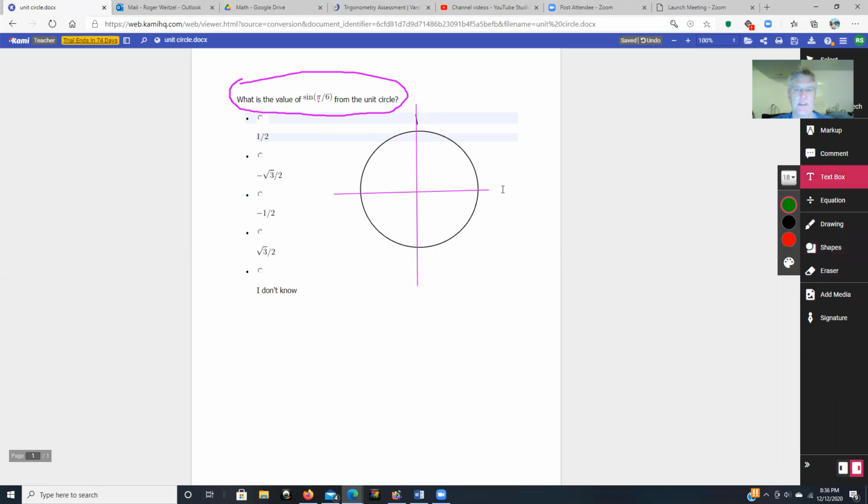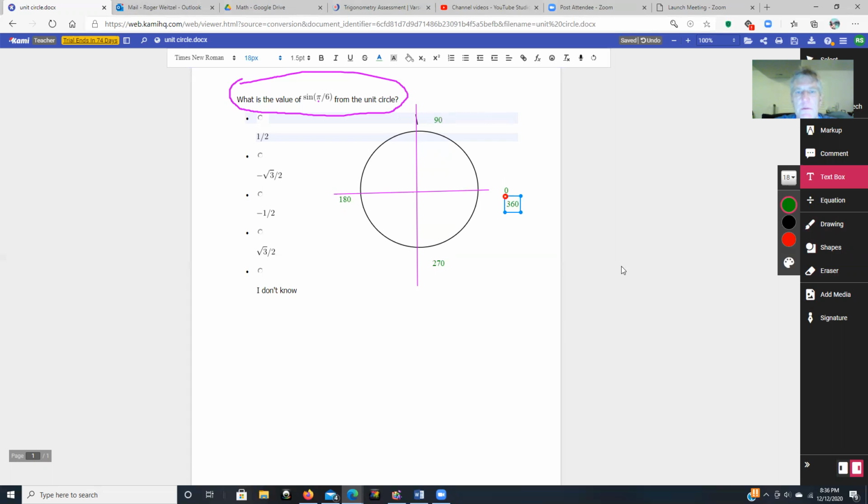circle has 360 degrees. So we start out at 0. We go to 90 degrees. We go to 180 degrees. And we go to 270 degrees. When we get back here, we are going to be at 360.